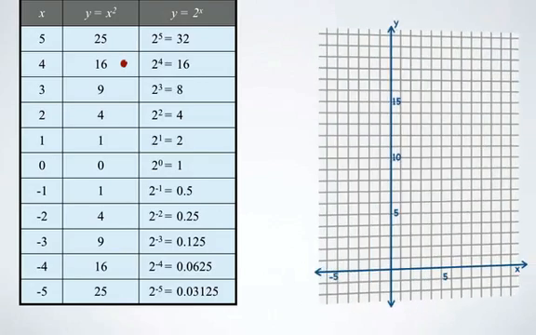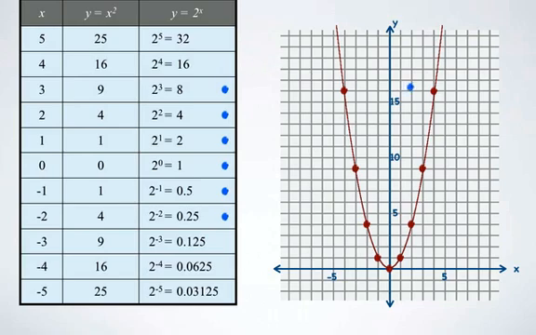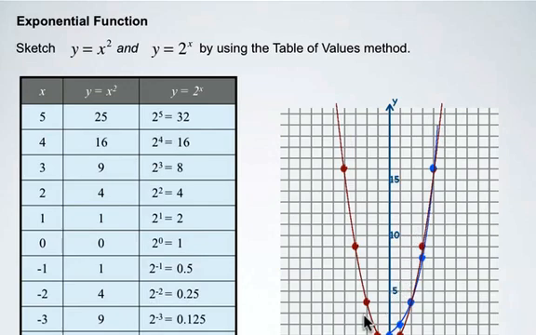Looking at this point, and these red points correspond to y equals x squared. The blue points, here is our parabola for y equals x squared. Our blue points show y equals 2 to the x. Here is the curve for y equals 2 to the x.